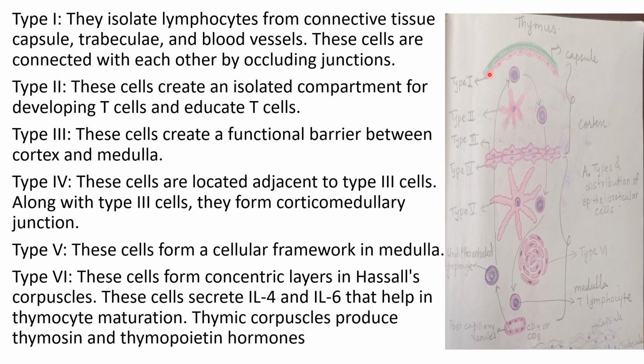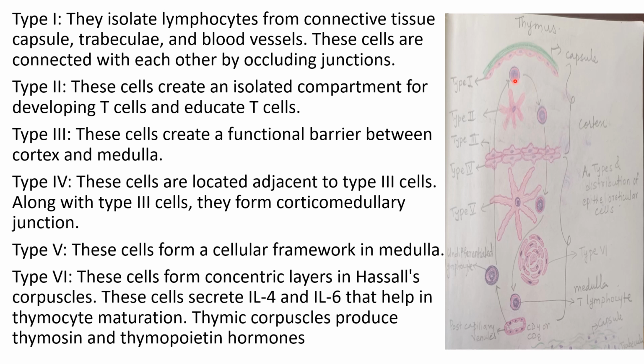There are six types of epithelio-reticular cells. So these are the type 1 epithelio-reticular cells present beneath the capsule of the thymus. They isolate the lymphocytes from connective tissue, from the capsule and trabecular blood vessels. And these cells are connected by tight junctions or occluding junctions. And what is their function? Their function is to separate these lymphocytes from the connective tissue framework, which is formed by the capsule and trabeculae, and it also separates the lymphocytes from blood vessels.